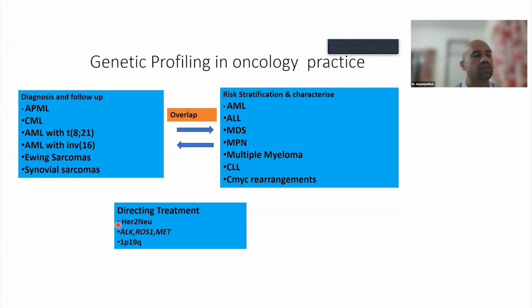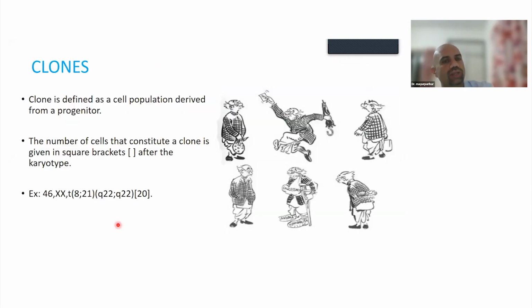These cytogenetic abnormalities are also used in risk stratification, wherein patients with low risk cytogenetic abnormalities get low risk therapy, and those with high risk cytogenetics get higher therapy. And then, of course, by identifying genomic abnormalities, you have specific drugs like tyrosine kinase inhibitors in Ph positive ALL and so on.